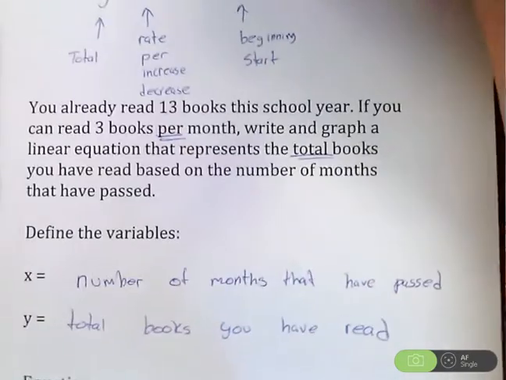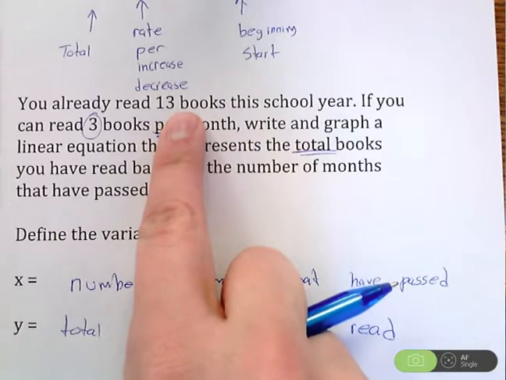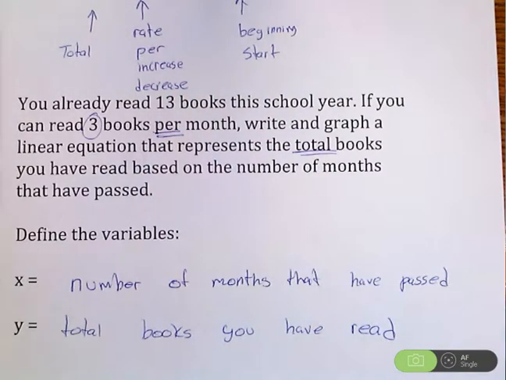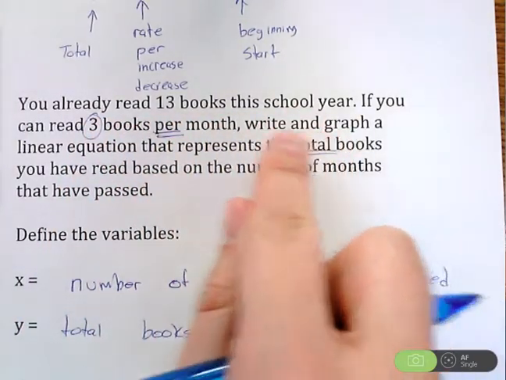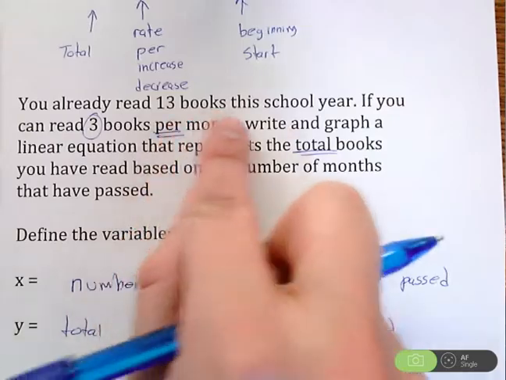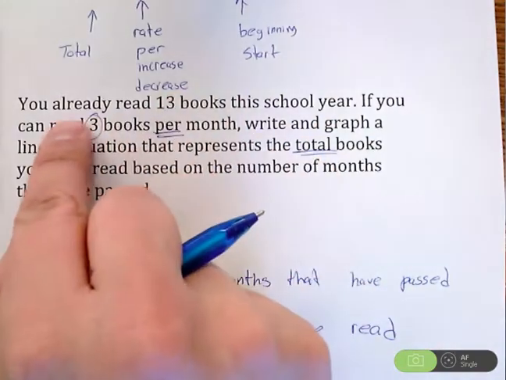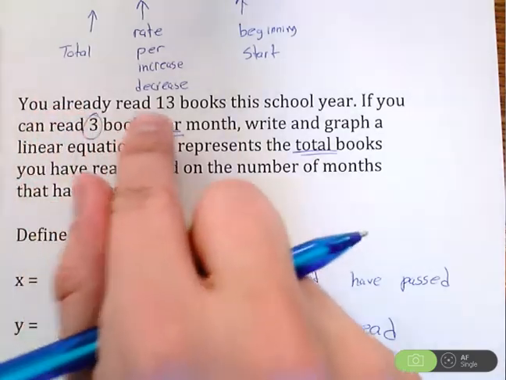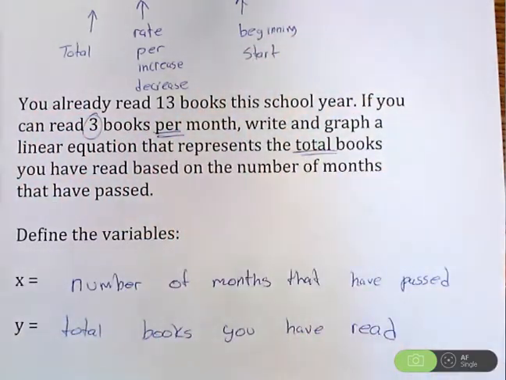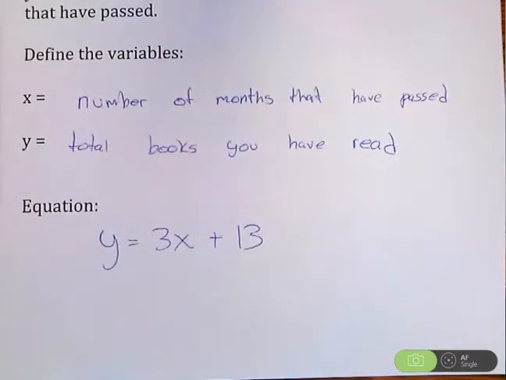I need to figure out my b. Now, by process of elimination, if I've used that 3 already, I should know that 13 is my b. The other way you can think of that is you already read 13 books this school year, so I'm starting with 13 books read. Sometimes it might not exactly say these words, but if you can rephrase it using some of these words, that may help too. So I've started by reading 13 books already this school year. So that 13 is going to be my y-intercept. So I have y equals 3x plus 13.